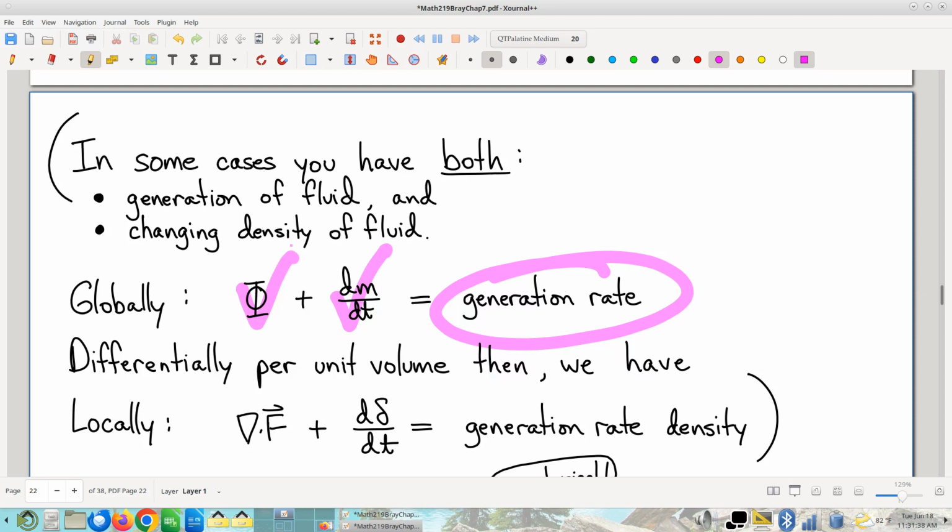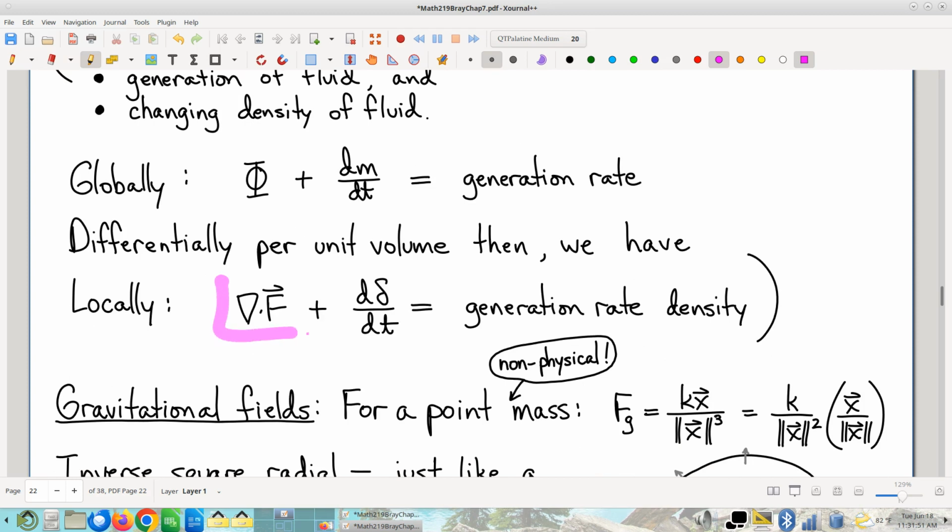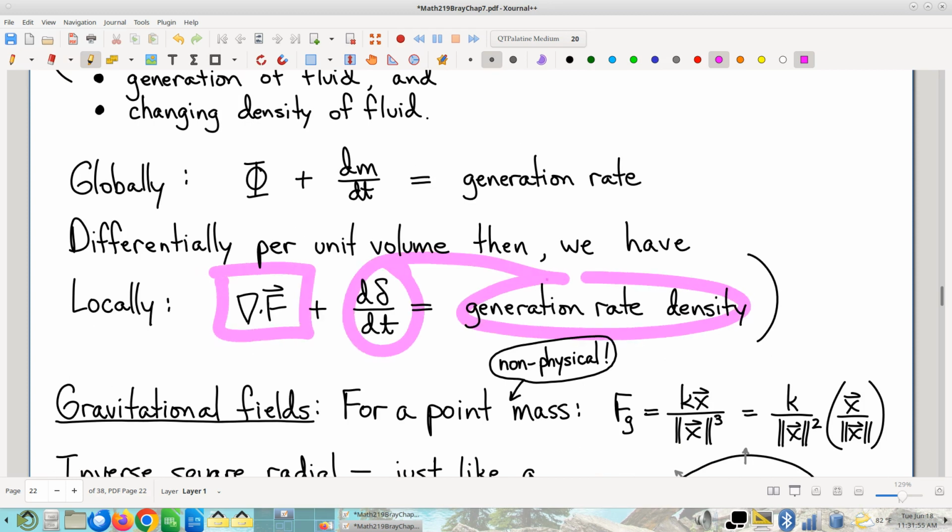One or the other, take your pick, and therefore these two things have to add up to the generation rate. And if you think about that differentially per unit volume, what you get is an interpretation of divergence. Then you have to figure out by other context clues how much of which, and that's a whole separate matter. But I just wanted to point out that sometimes you have to account for both, depending on the nature of the fluid.